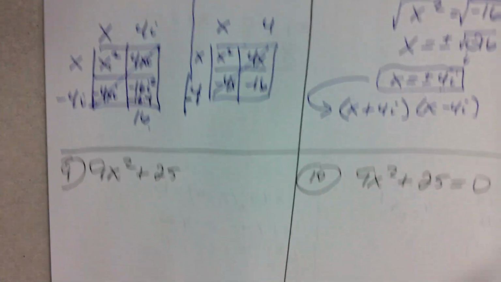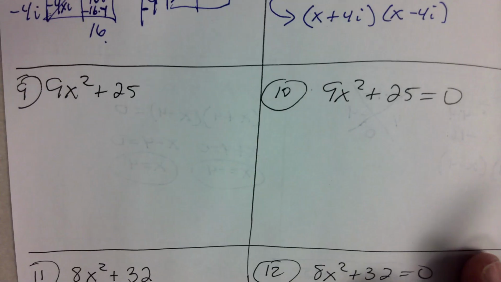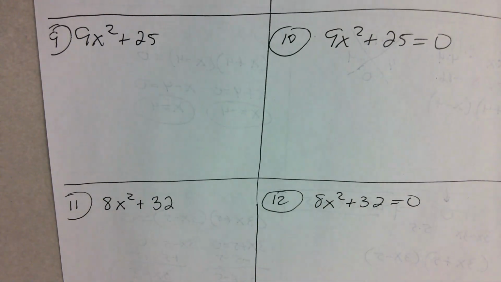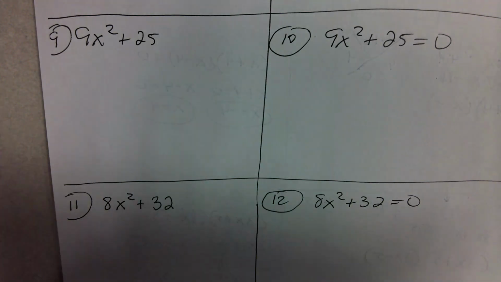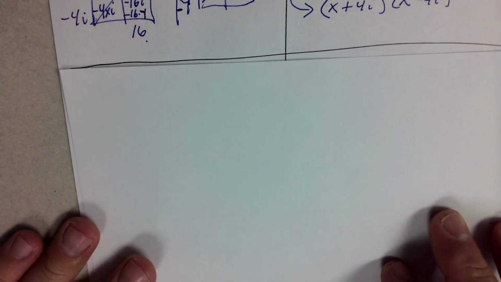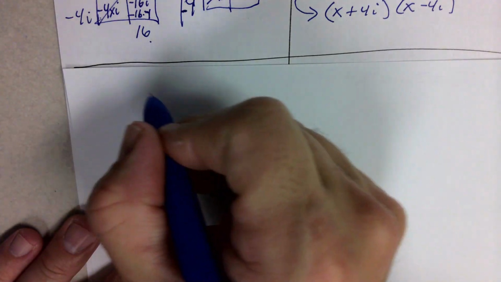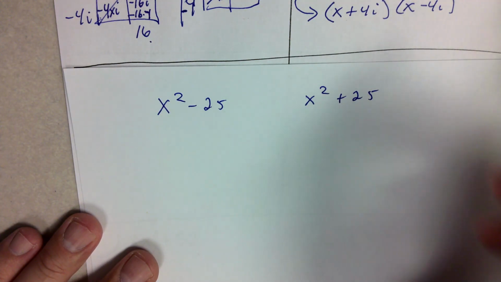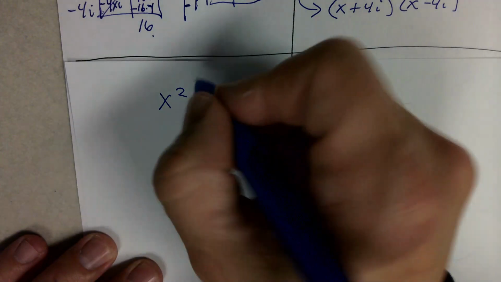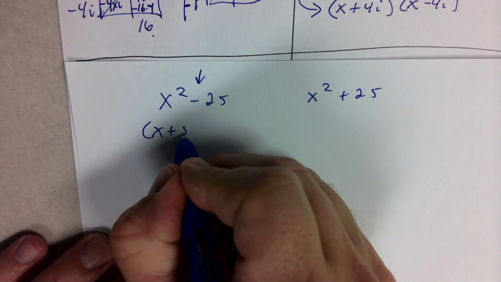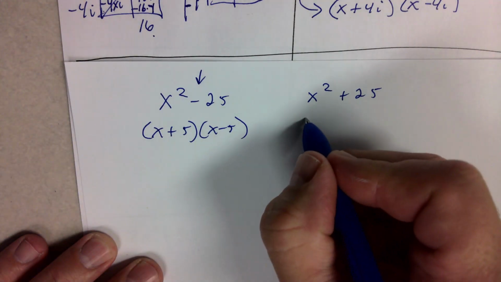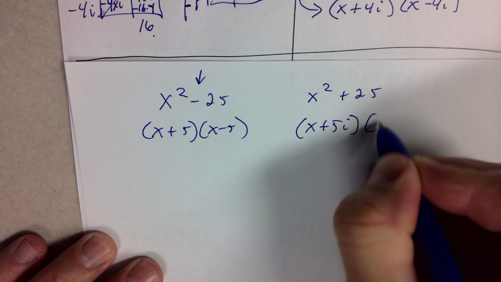Let's go down to problem number 10 and 9. And I'm going to kind of work backwards on this. I'm going to make sure you're paying attention. Let me do one other. I just want to show you before we get to 10 and 9. You can just watch this. If I gave you x squared minus 25, x squared plus 25. If there's subtraction, I can simply go x plus 5, x minus 5. If there's addition, it's x plus 5i, x minus 5i.